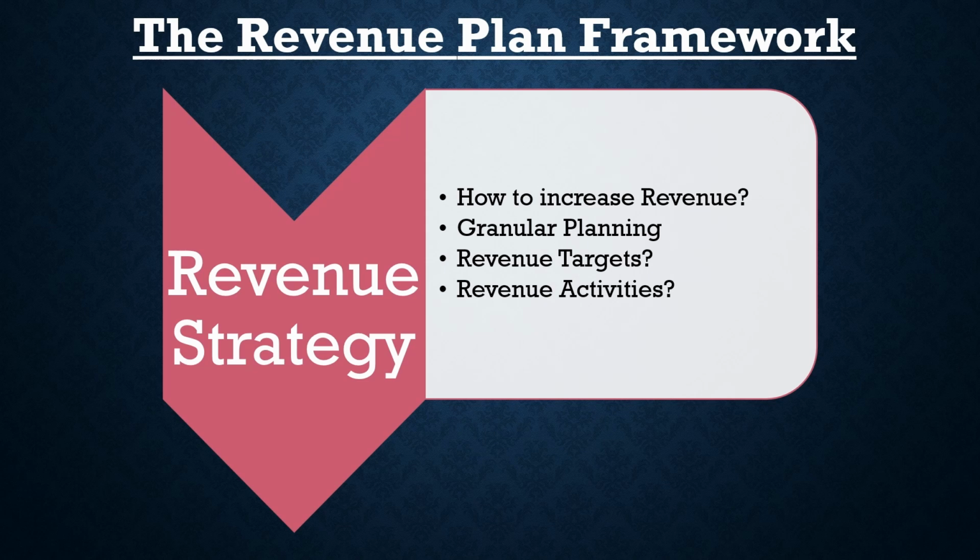2. Do we have granularity planning? For example, by customer, or by service or product, or by location, and in that case, is it the customer location or the legal entity location, or by salesperson? 3. What are our revenue targets? 4. What are our revenue activities?